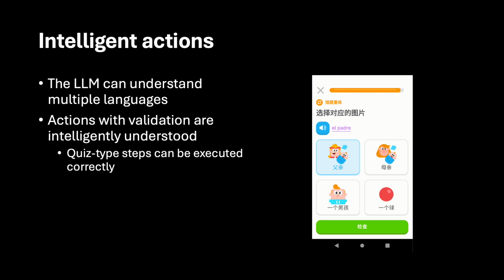In addition, our model can understand multiple languages to intelligently execute actions where validation is required. For example, in a language quiz, our model can correctly select the right answer based on the question and answer shown. Similar to the previous point, this intelligence allows our explorer to cover more of an app thanks to more successful navigation attempts.